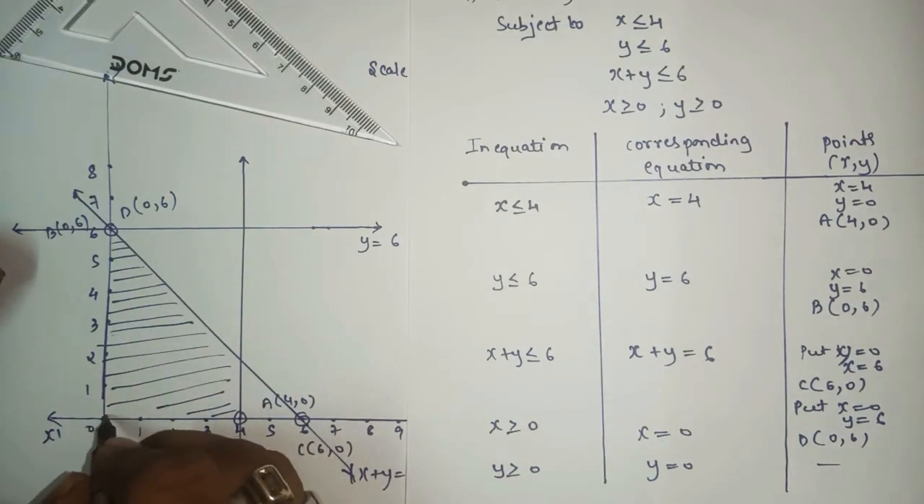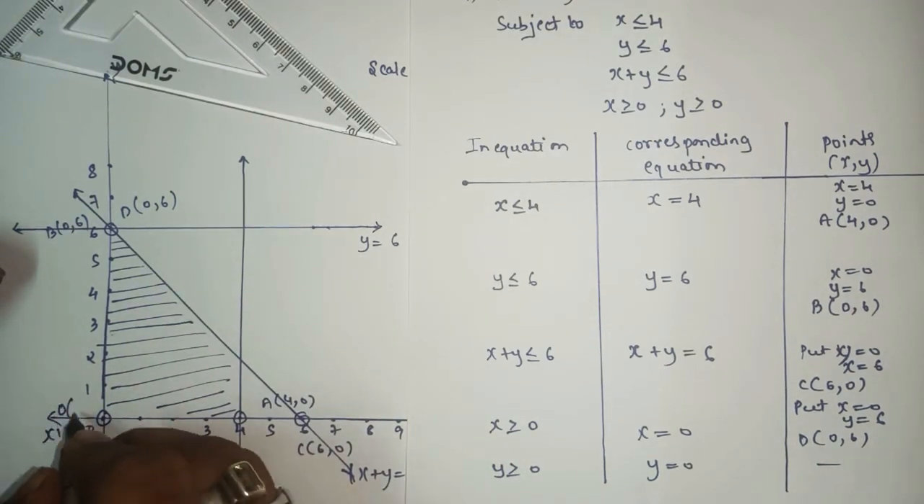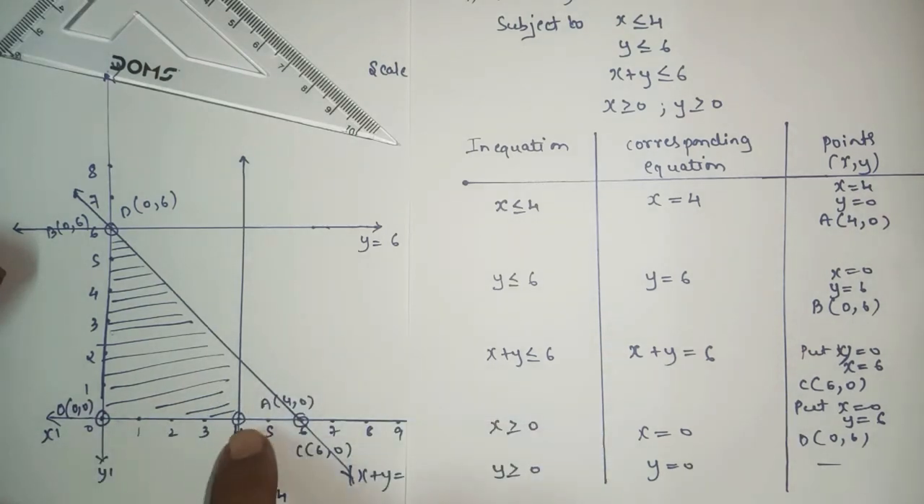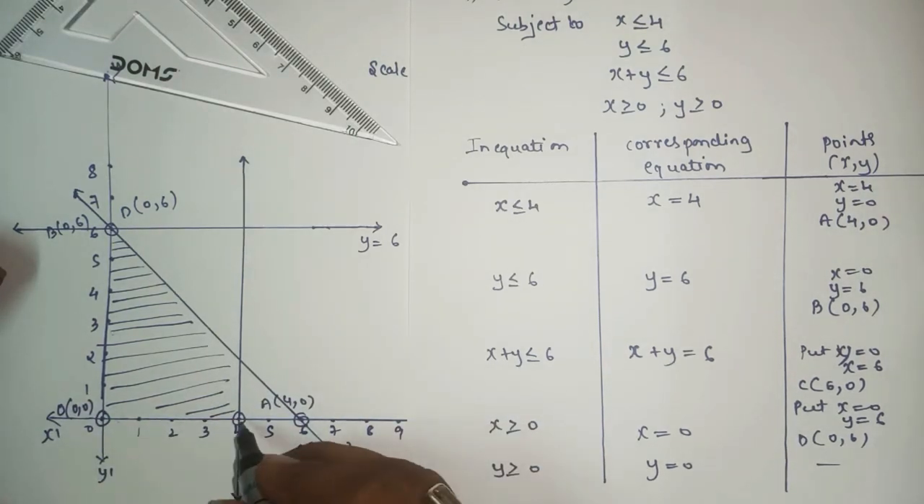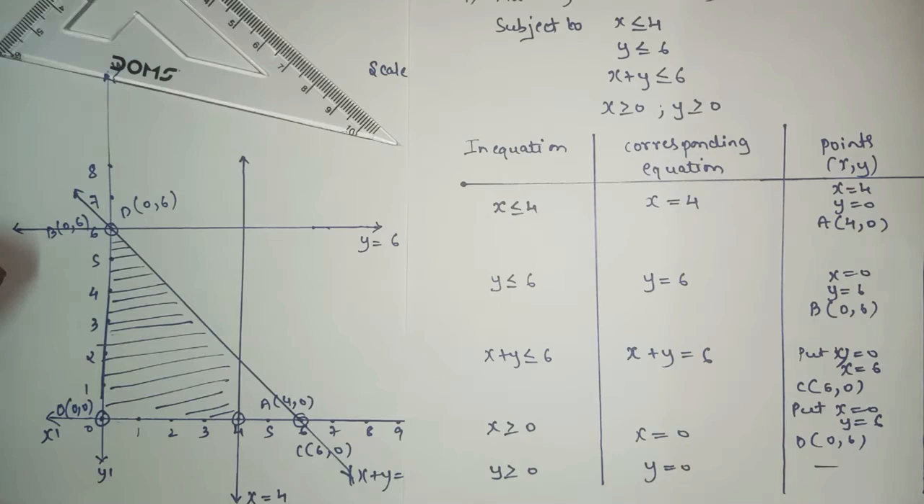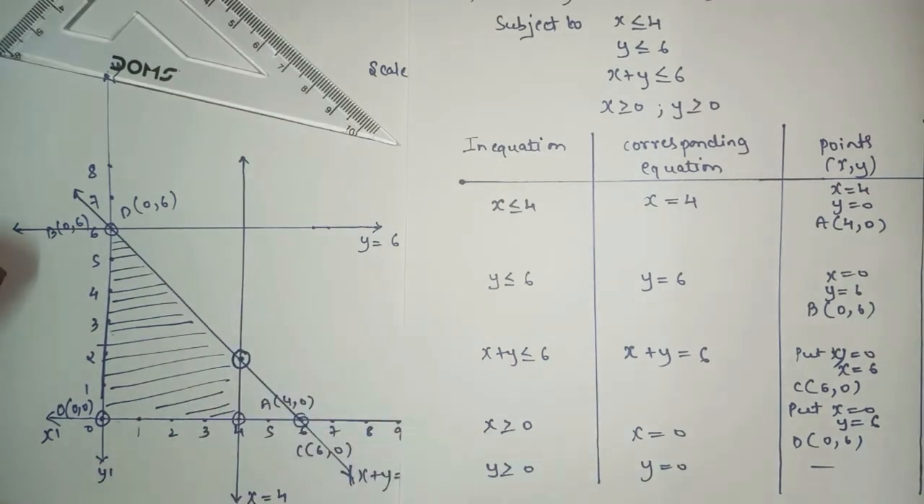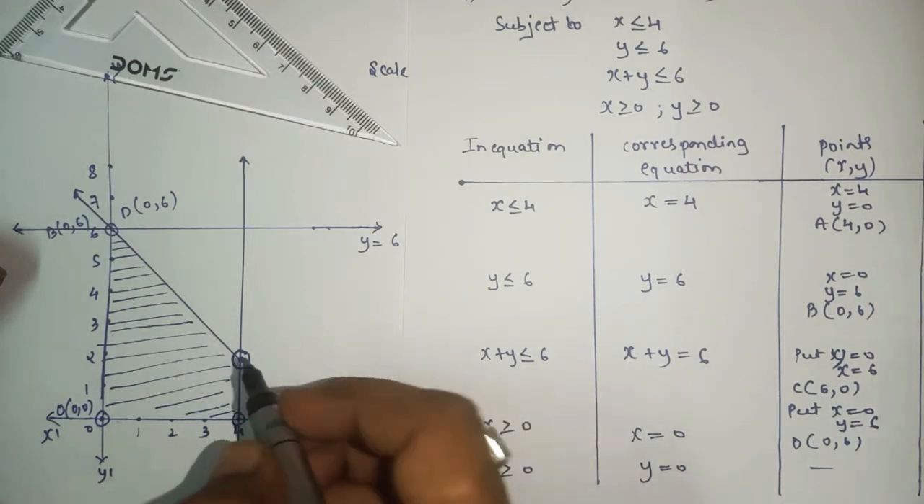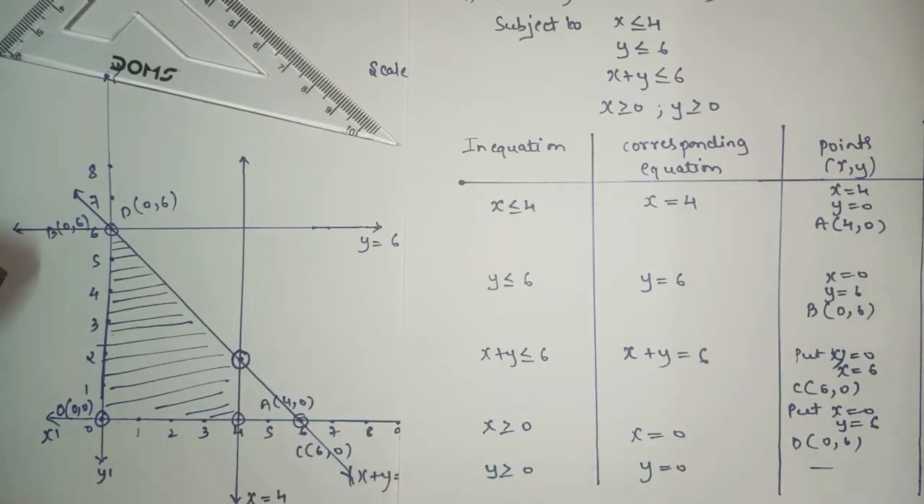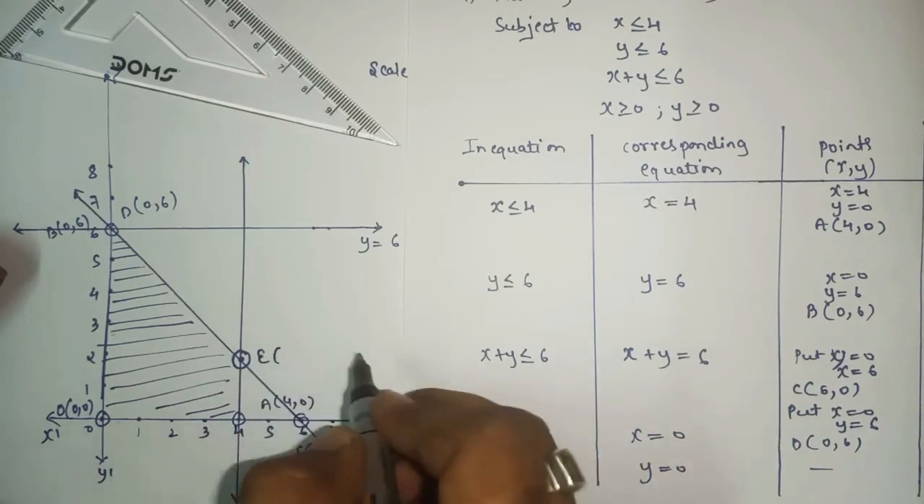So this is one point, we'll give this as O, 0 comma 0. The second one is this, yes or no, that is A, 4 comma 0. Here we got the point of intersection between these two lines. So we'll give this as E, yes or no.